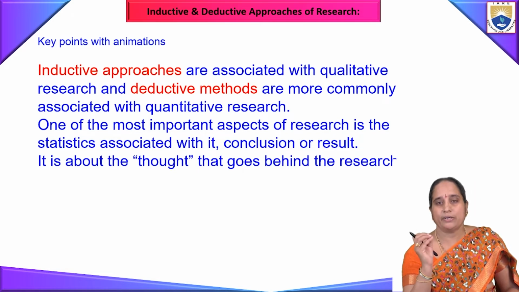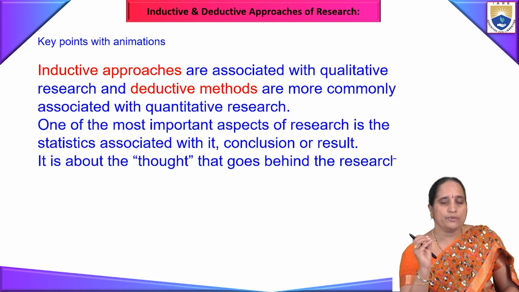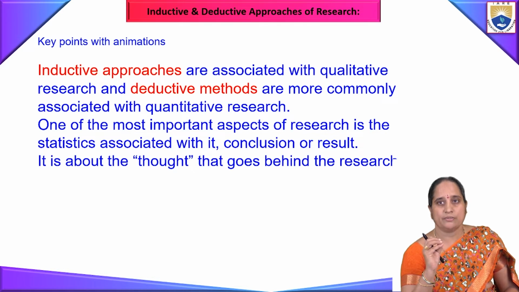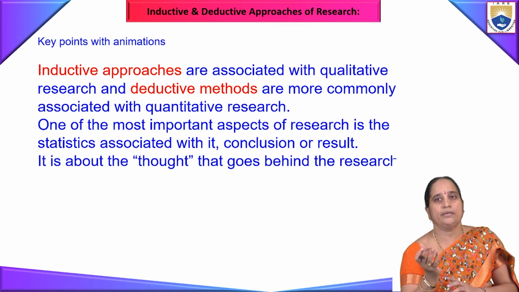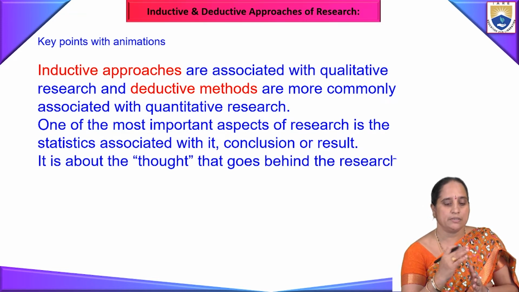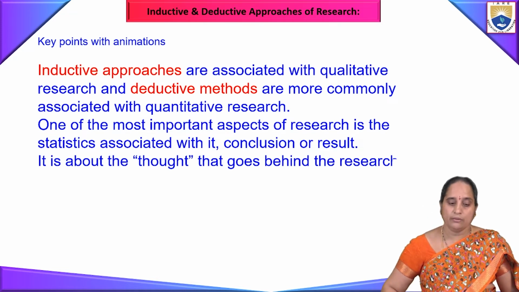One of the most important aspects of research is the statistics, the methods we are going to use, which may be of two kinds. You may get conclusions or come out with a result. It is about the thought behind the research, whether you are concerned with qualitative research or quantitative research. Based on that, these two approaches depend on the particular research study.